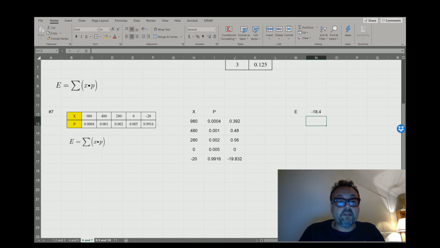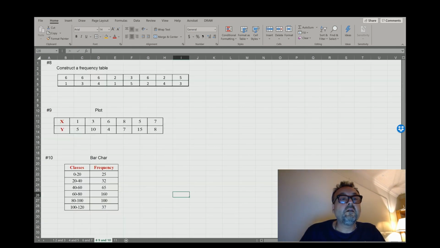Let's move on to the next one. And here it's asking you to do a frequency table. Then it's asking you to plot this and do this bar chart. So let's do this in our next video. Give it a try and then check out the video, see if you did this right.